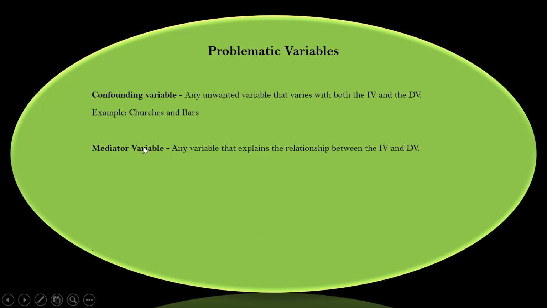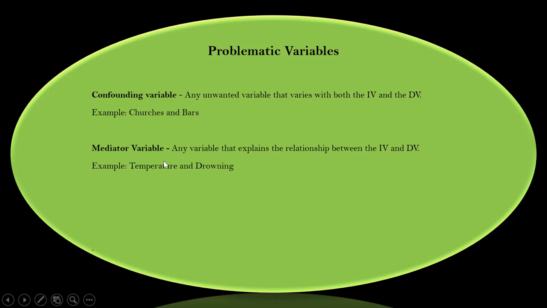Second kind that's problematic, it's not problematic to the degree that a confounding variable is, but you can control for it. You can be made aware of it, and it can help determine a particular relationship. A confounding variable directly destroys the cause and effect ability. A mediator variable doesn't do that, but it does interrupt your ability to make a direct cause and effect. So a mediator variable is a variable that lies in between the independent and dependent variable. It explains the relationship between the IV and DV.